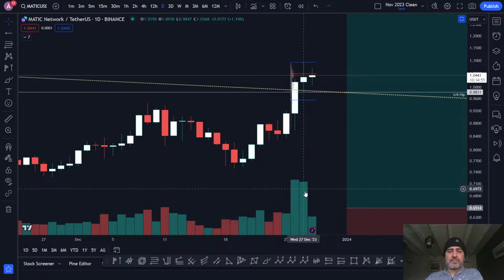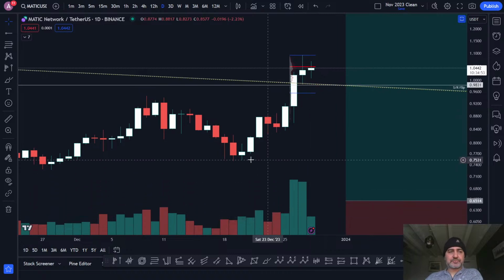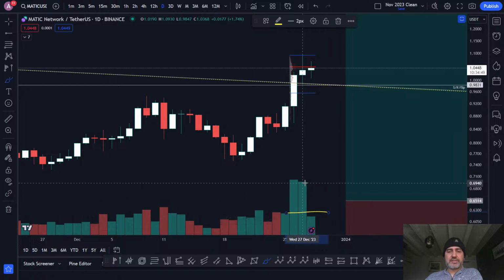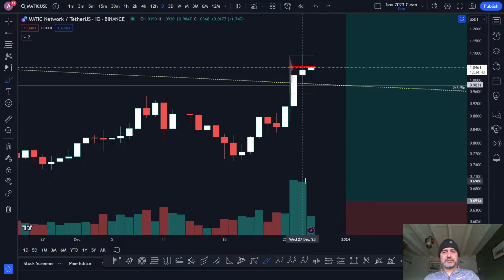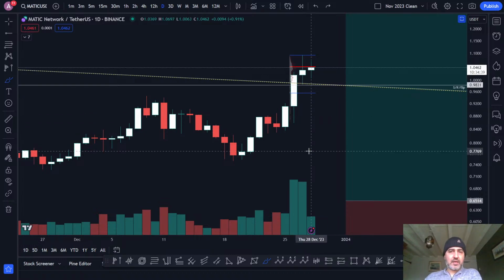Yesterday's volume was very big. Look at this Matic volume. It's more than twice, 2.5 times the average. So you've had two really high volume days. This is really good volume on yesterday's candle. I really like that volume. It matches the previous day.